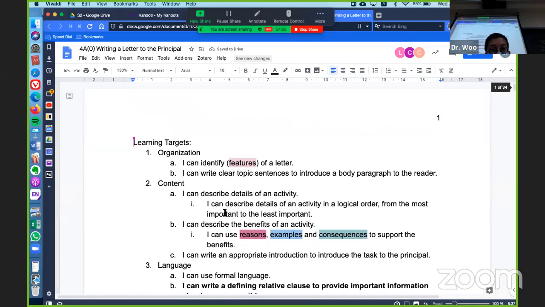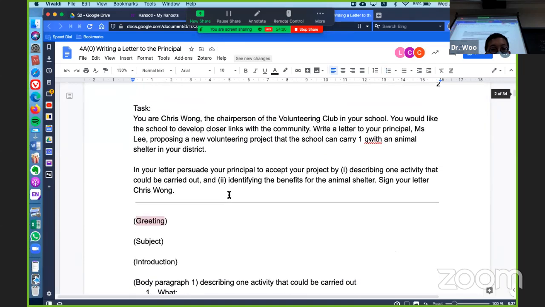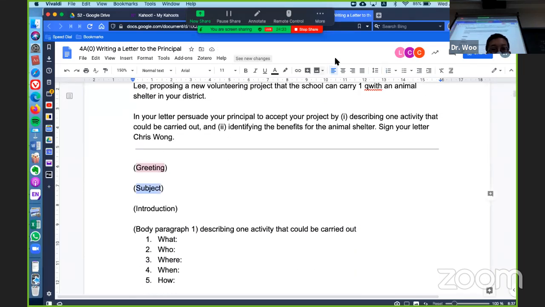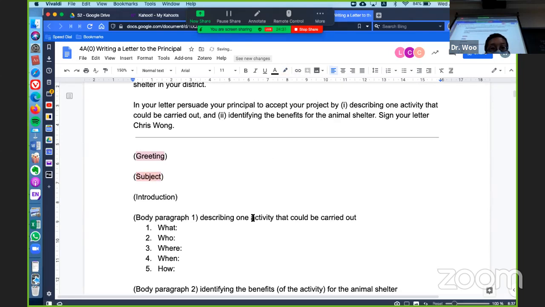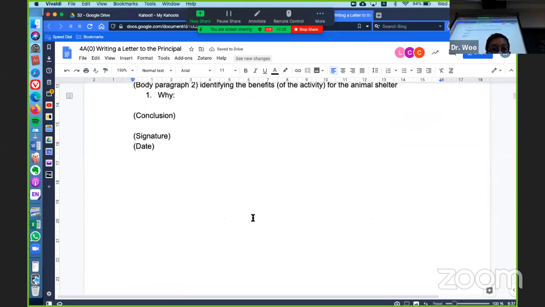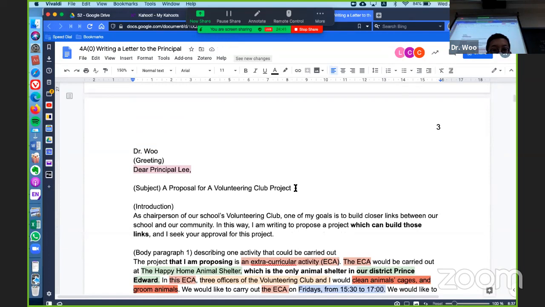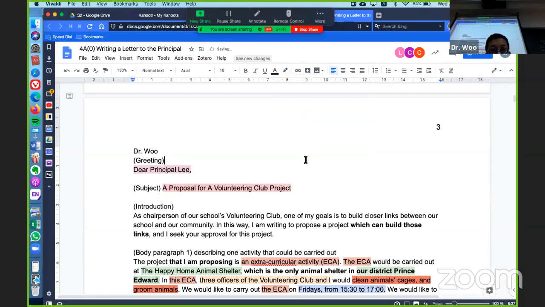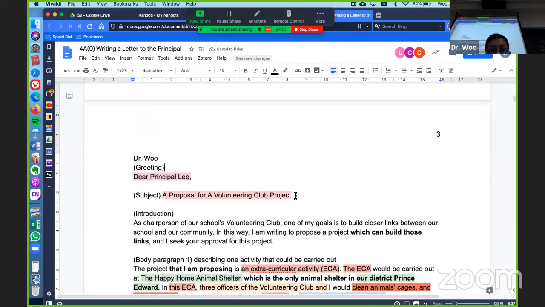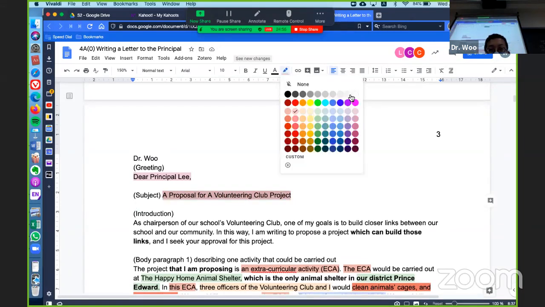Next, features. We need a subject. Okay, make a subject. So what is our letter about or our email? Here is our subject. A proposal for a volunteering club project. Okay, sure. Sorry, that's the wrong color. All right.